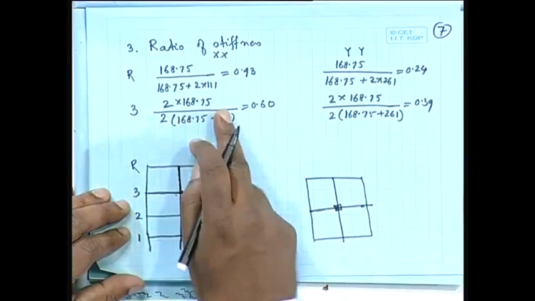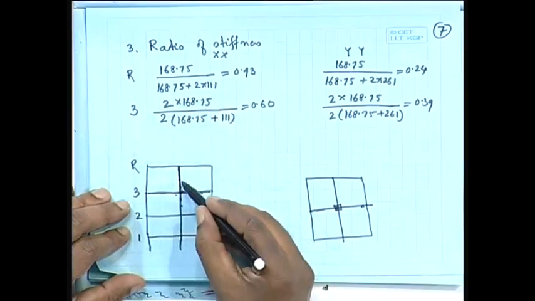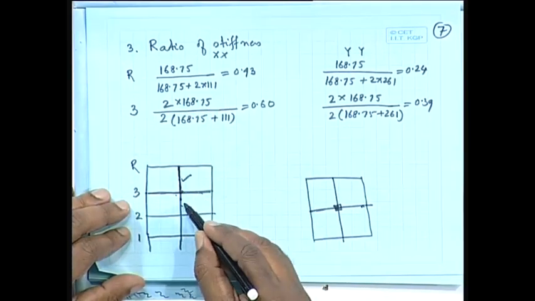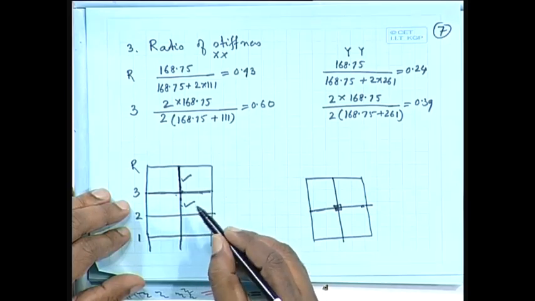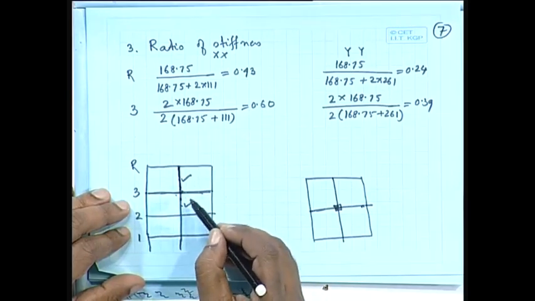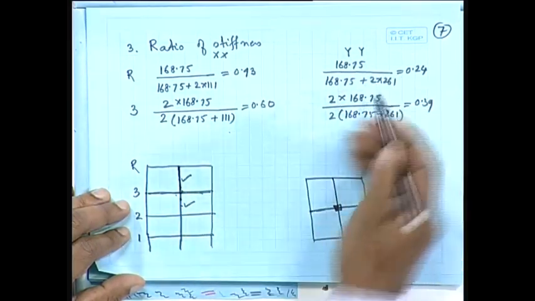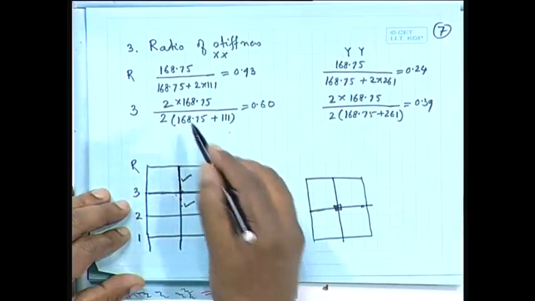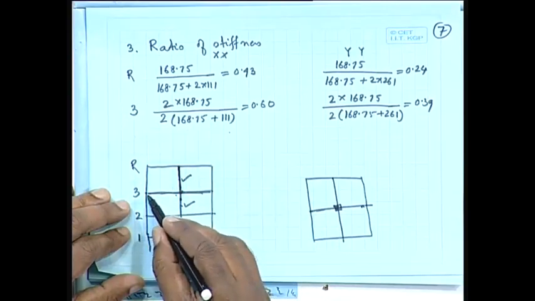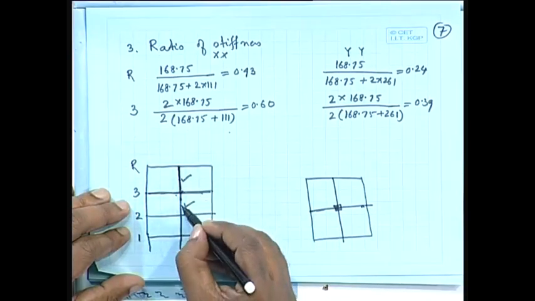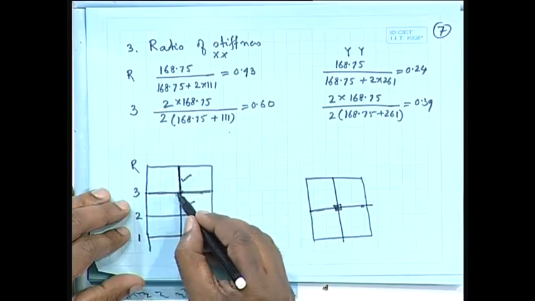So, we are taking, say, 2 into 168.75, which means this is 168.75, this is 168.75. What about for beams? Because we are taking along XX, similarly for YY, so Y will be the other way. So, for XX, here I have taken 168.75, and at the bottom 111, 111.